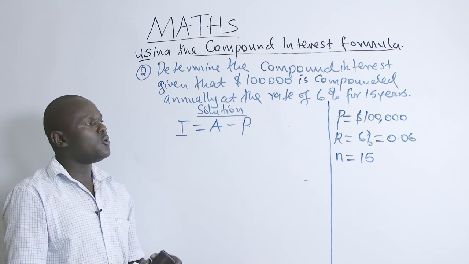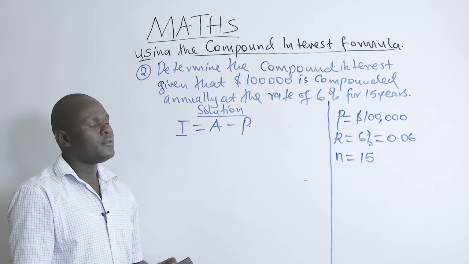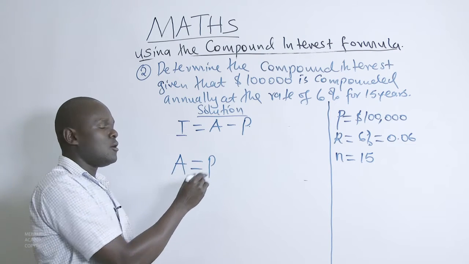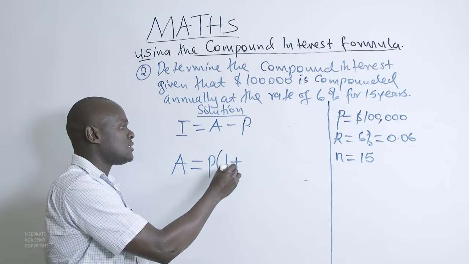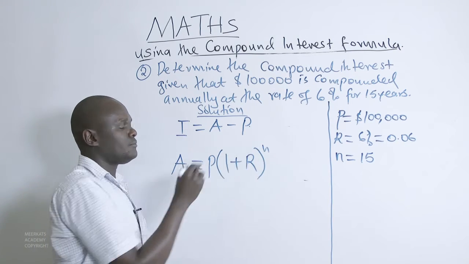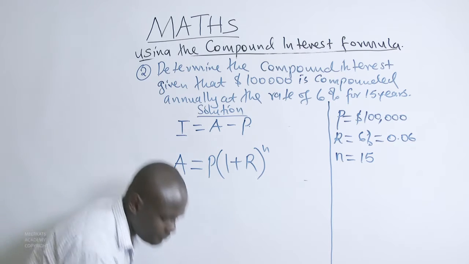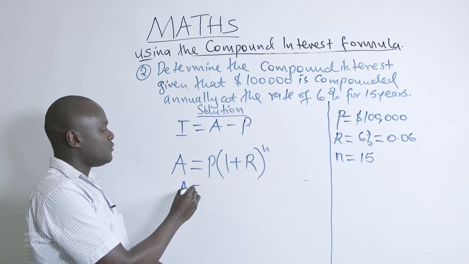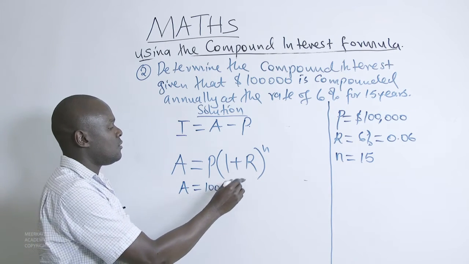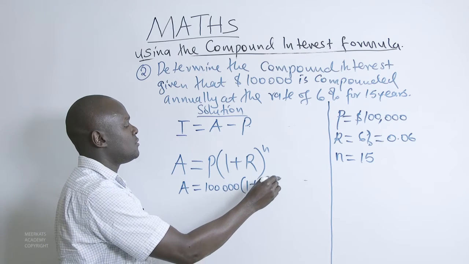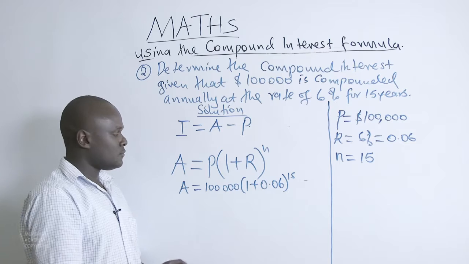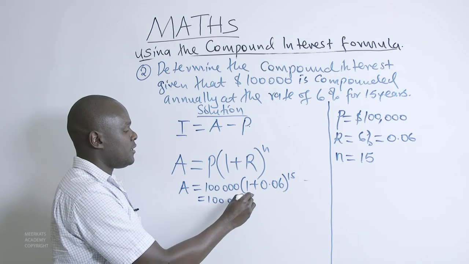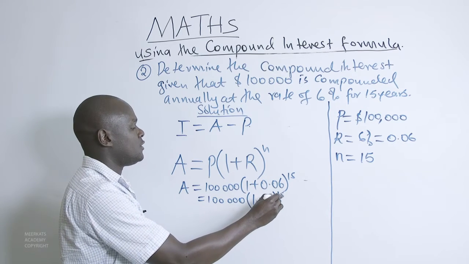Having listed down all those terms together with their values, we come and write down the compound interest formula. Amount should be equal to the principal into bracket 1 plus the rate raised to power n. After we have written down this formula, we go ahead and substitute in the values. Amount will be equal to the principal, the rate, and then 15. And this will give us $100,000 multiplied by 1.06 raised to power 15.